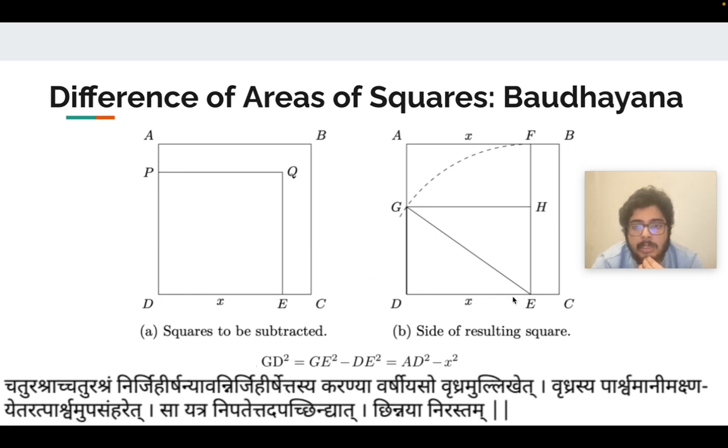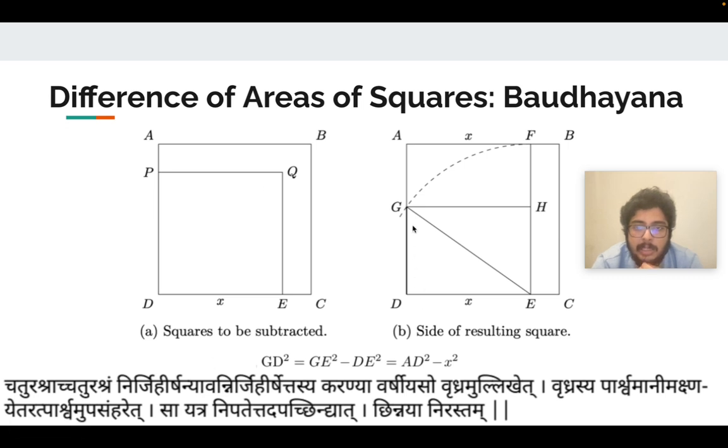Now note that in this triangle, by the Pythagoras theorem, it is very easy to see that GE square minus DE square, and GE is equal to AD. So this is the same as saying that GE square or AD square minus x square is equal to GD square. So what do you see? That a square that will be made on this length GD will have the area of the difference of, so AD square is the area of ABCD and x square is the area of PQDE.